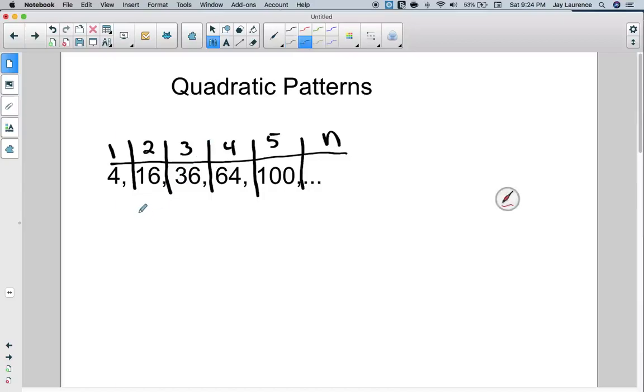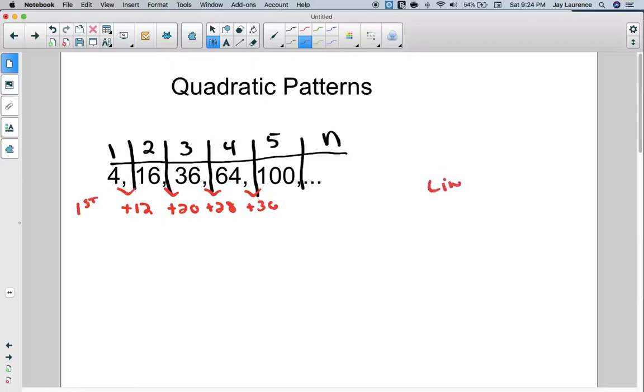All right, so let's go find our first differences. And it looks like we're going to get plus 12 there, right? That's going to be plus 20. Ooh, they're not matching, are they? Well, let's see. I think that's going to be plus 28, right? Because if it was 66, it would be 30. It's 2 less, so it must only be 28. And then finally plus 36. So the first differences don't match. I know the pattern is not linear.